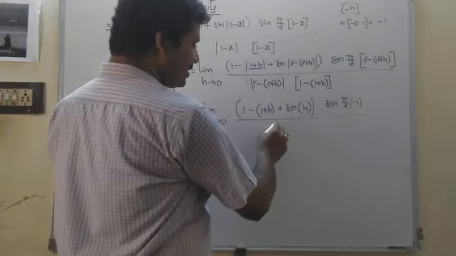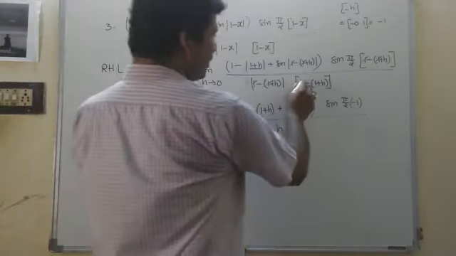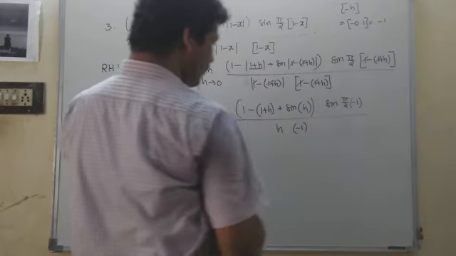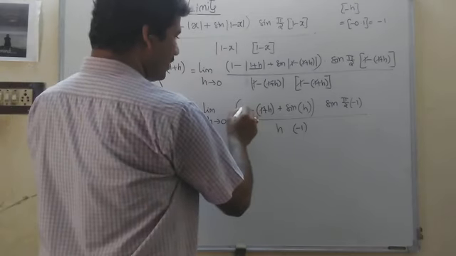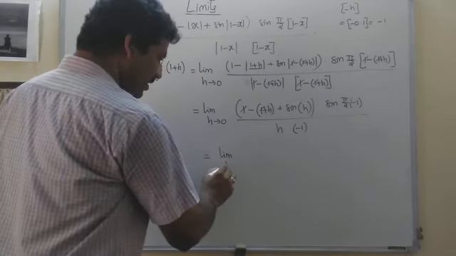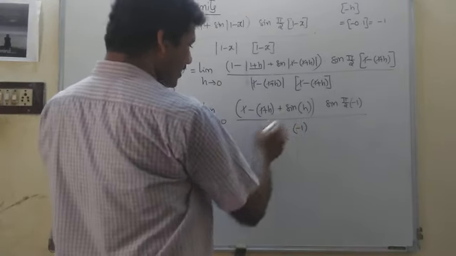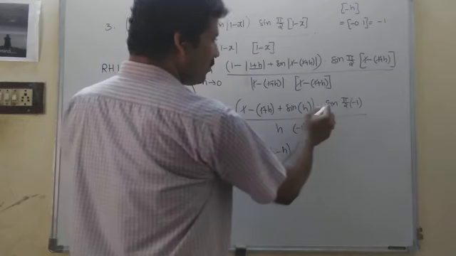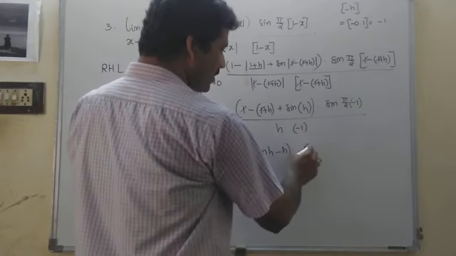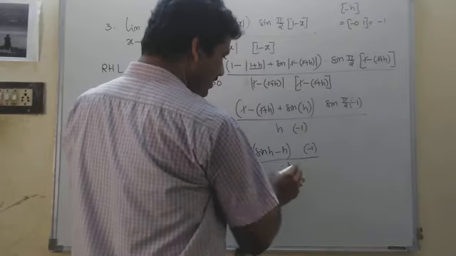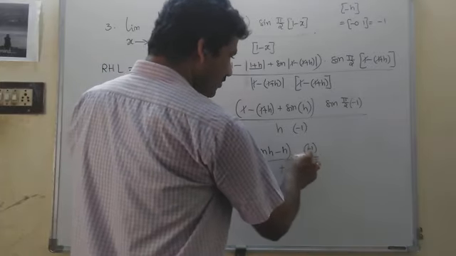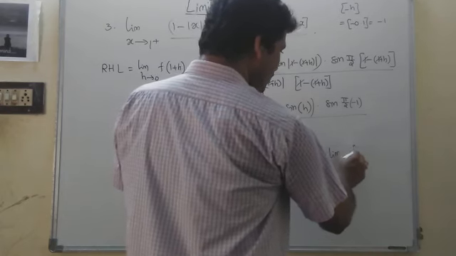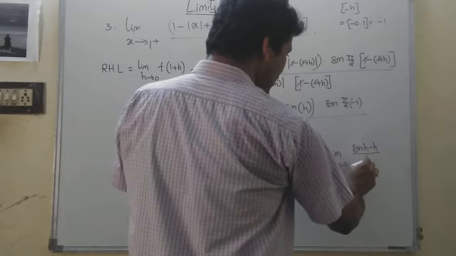What is the mod of minus h? H only. 1 gets cancelled, minus h. What is the box of minus h? Minus 1. What is this equal to? 1 gets cancelled. Limit h tends to 0. What is the value? Sin h minus h. What is this value? Sin of minus pi by 2 minus 1 by minus h. So minus gets cancelled, that is equal to limit h tends to 0 of sin h minus h by h.